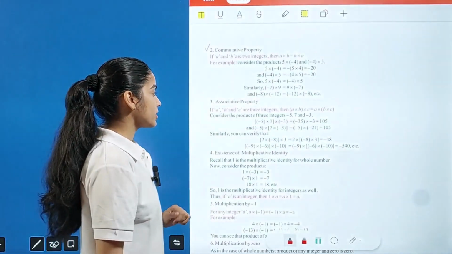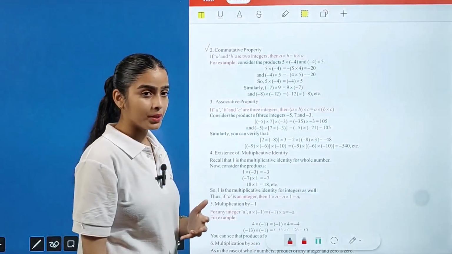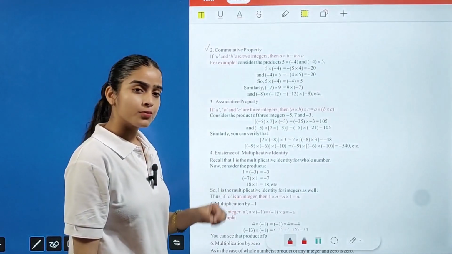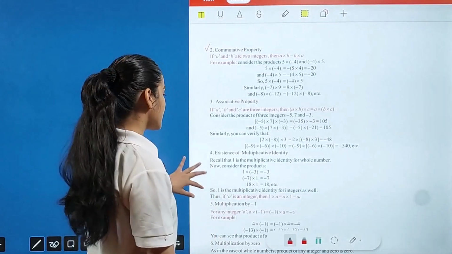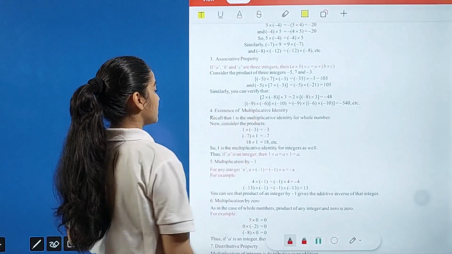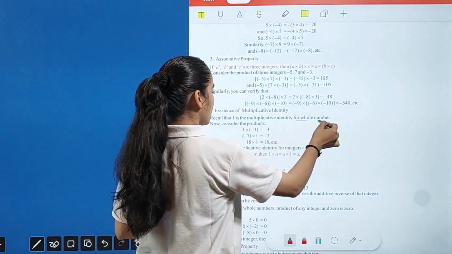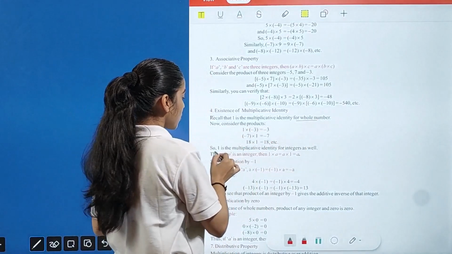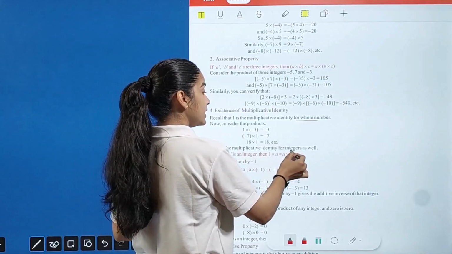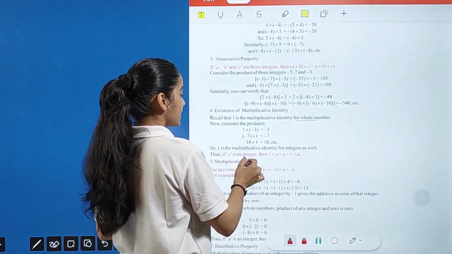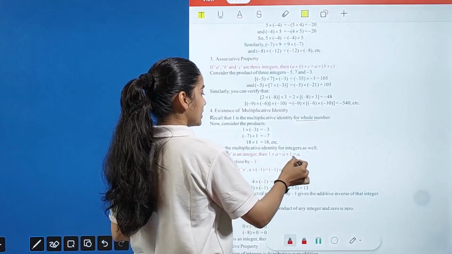Next we have the associative property. If we make different groupings, at the end we will get the same answer. Now the existence of the multiplicative identity. Recall that 1 is the multiplicative identity for whole numbers. 1 is the multiplicative identity for integers as well. Thus if a is an integer, then 1 multiplied by a is always a.